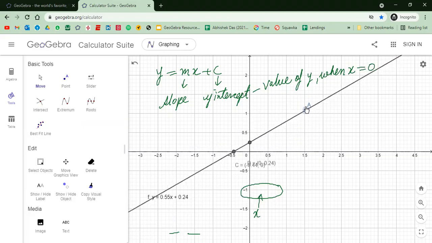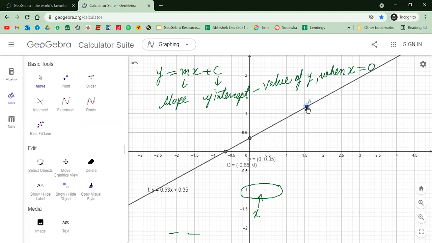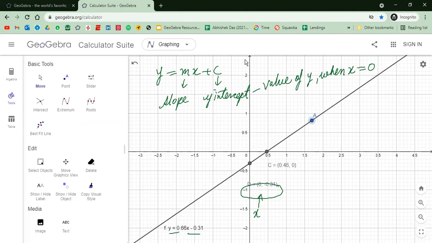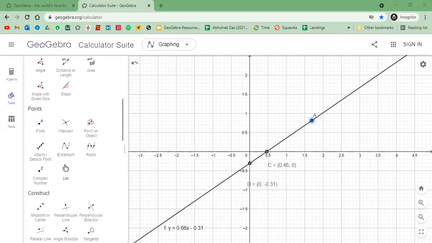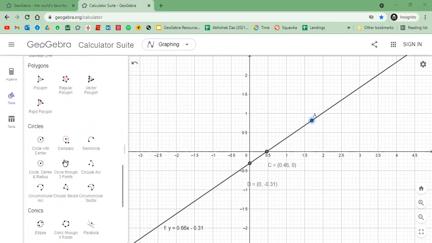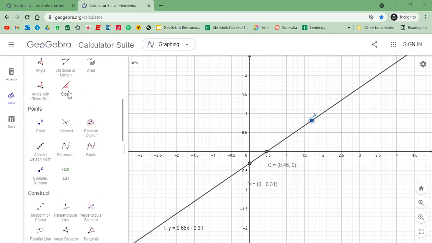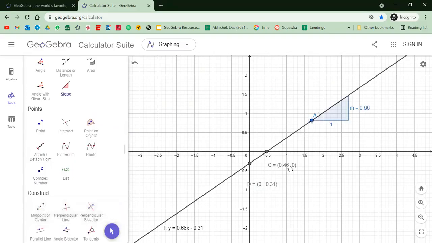Right? Now let's look at what is the interpretation of slope. Right? Now here I have taken a line. Let me just erase this stuff. For this line, the slope is 0.66. The slope is 0.66. Now what is the interpretation of the slope? So what I'm going to do is go to tools, first figure out what is the slope. Let me just note it down. Go to the measure button. Yeah, this one, and click on the slope.